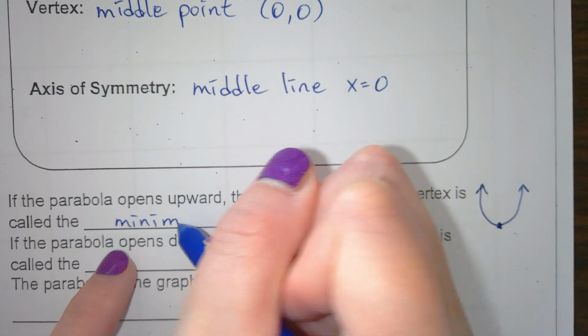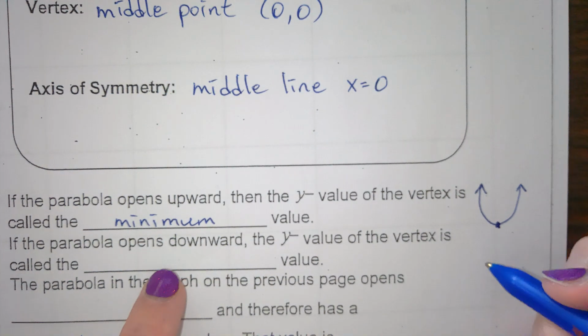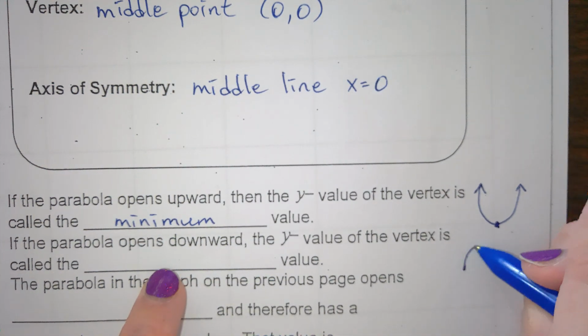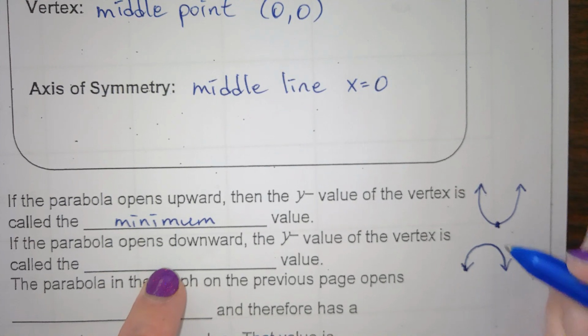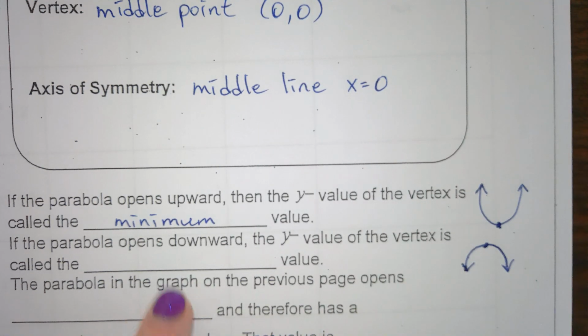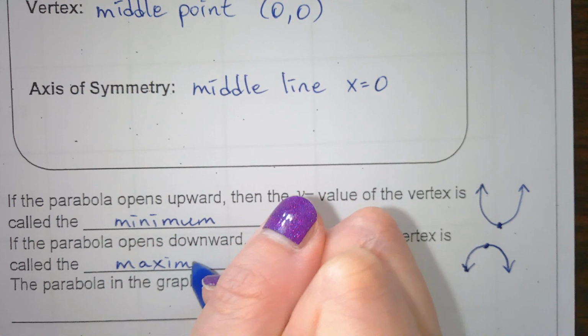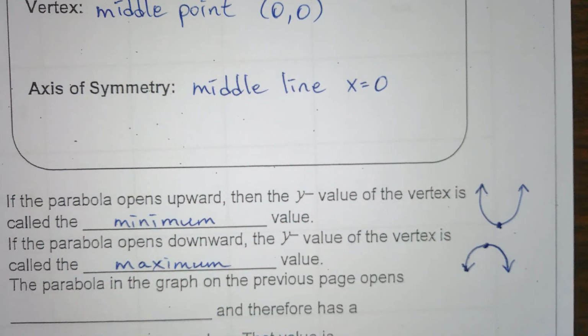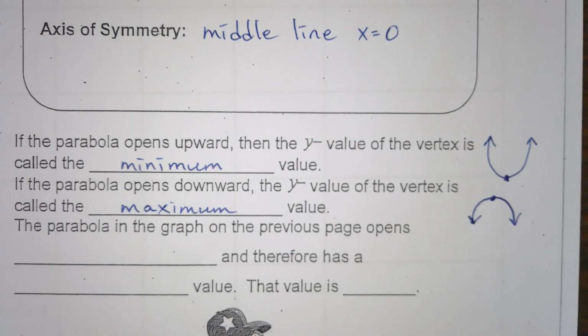Wait, so it's always either the lowest point or highest point? Yeah. Similarly, William, you had your hand up. If my parabola opens downwards like this, then this would be the maximum value. So your vertex is always either your highest or your lowest point, because your parabola doesn't go zigzagging.